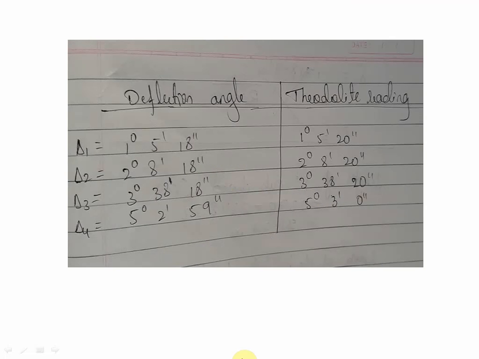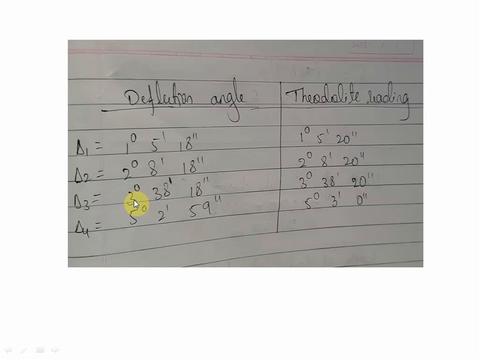Okay, so now put a table to calculate the theodolite reading. Deflection angle delta 1 is 1 degree 5 minutes 18 seconds. So as I have told, the least count of the theodolite is 20 seconds. So we have to write it as 1 degree 5 minutes 20 seconds. The seconds are only 20 and 40. It should be either 20 seconds or 40 seconds. If it is nearer to 56 or 60, then you have to convert it to plus 1 minute. Okay, see, 2 degrees 8 minutes 18 seconds. So convert that 18 into 20 seconds: 2 degrees 8 minutes 20 seconds.